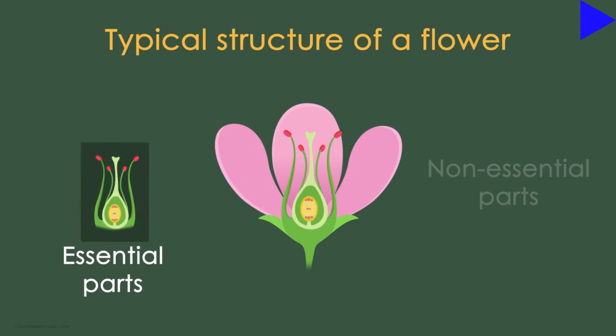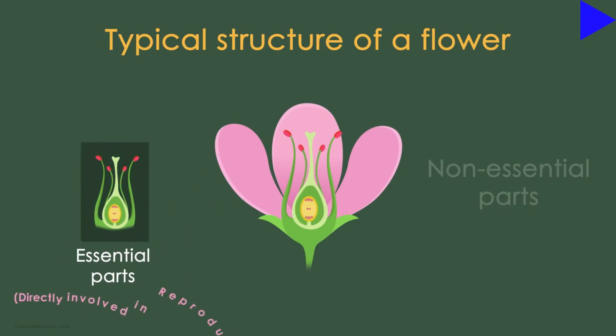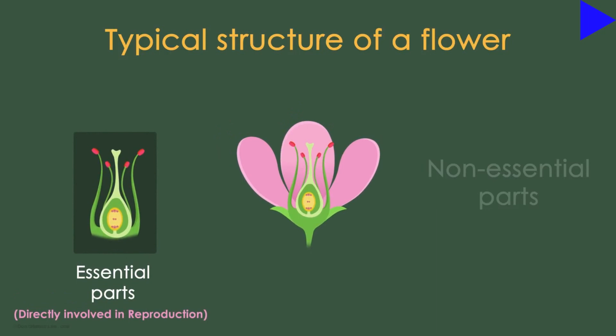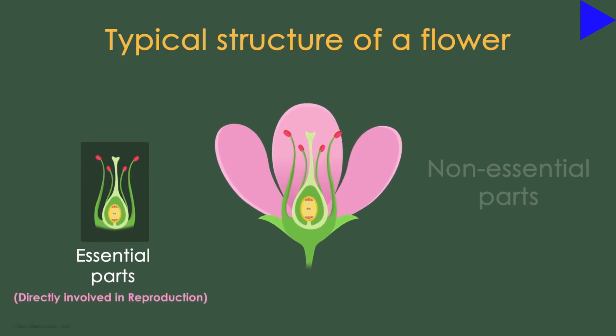These are essential because they are directly involved in the process of reproduction. Do we mean that if these structures are not present, then a plant will not be able to reproduce? Yes, that's absolutely correct. So how will the plant be able to reproduce if the gamete-producing structures are not present? And what are the other parts then?